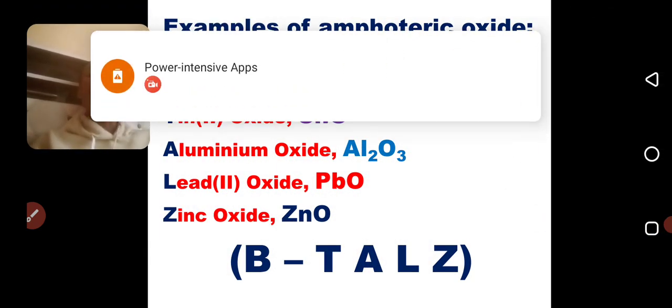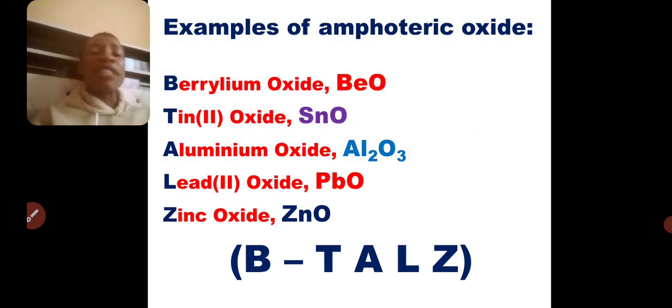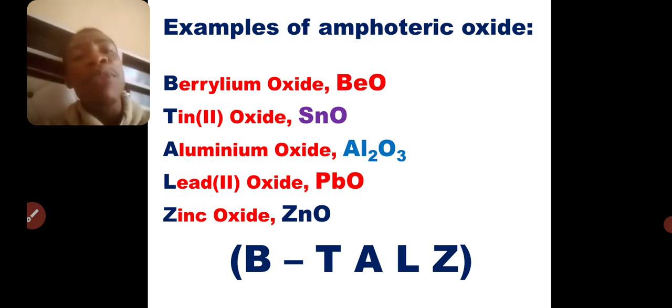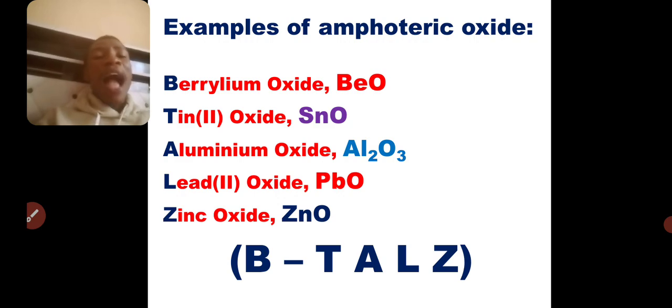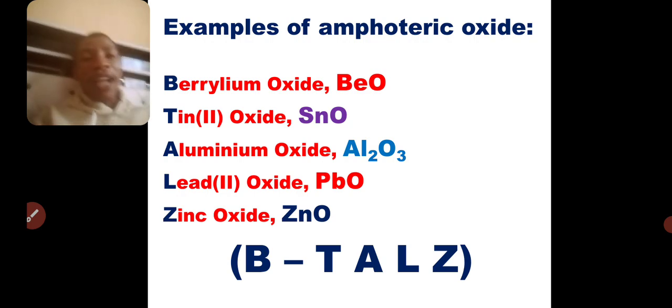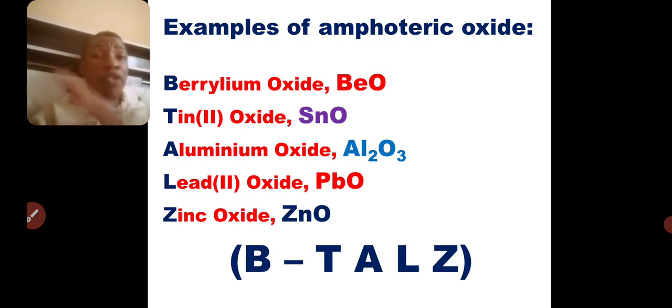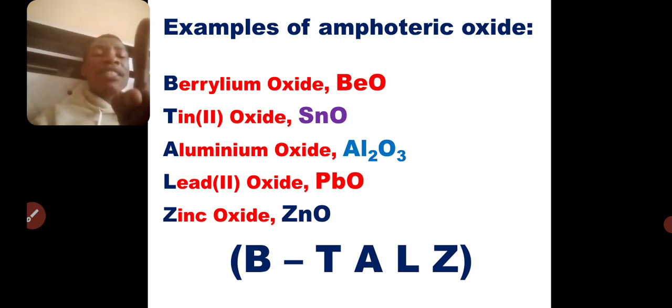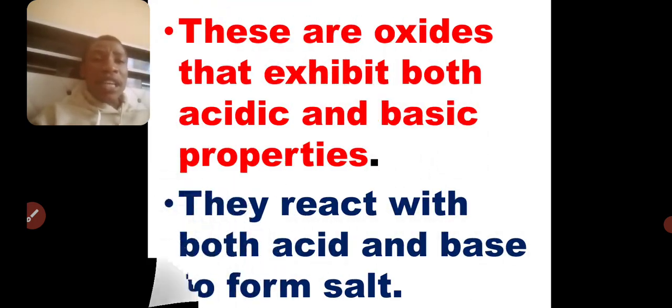Examples of amphoteric oxides are beryllium oxide, BeO, tin 2 oxide, SnO, aluminum oxide, Al2O3, lead 2 oxide, PbO, zinc oxide, ZnO. And I abbreviate them as B-TALZ, where B stands for beryllium, then T, A, L, Z, in that order. So they are amphoteric oxides. They can react with both acid and base to form salt. So that's why you cannot transport acidic material or basic material in any metal that is made up of beryllium or tin or aluminum or lead or zinc oxide.